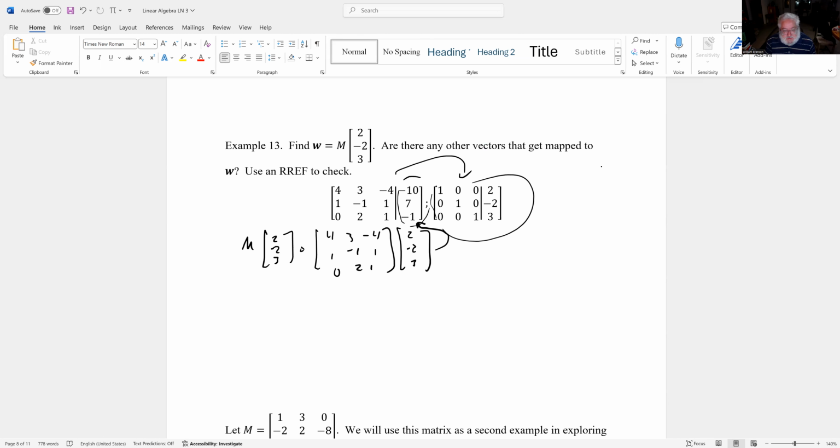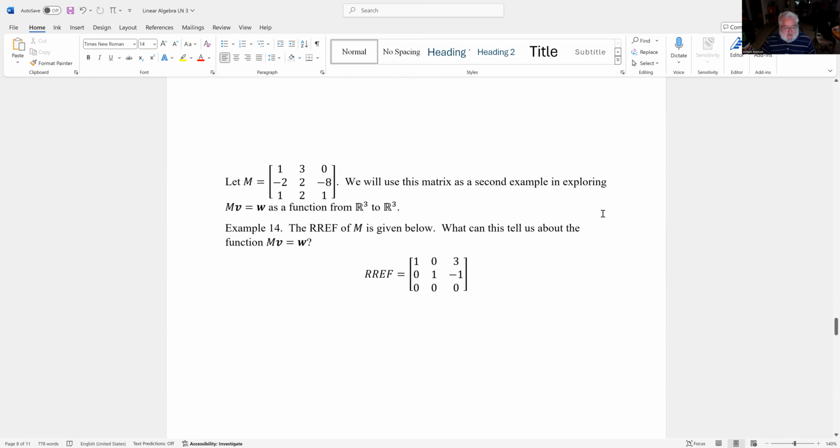Right? We started with the solution, and then we figured out what the numbers on the right-hand side have to be. So there aren't any other vectors that get mapped there because these three are linearly independent, and there's only one way to get to W using these three vectors, and it's 2 in this direction, minus 2 in that direction, 3 in that direction.